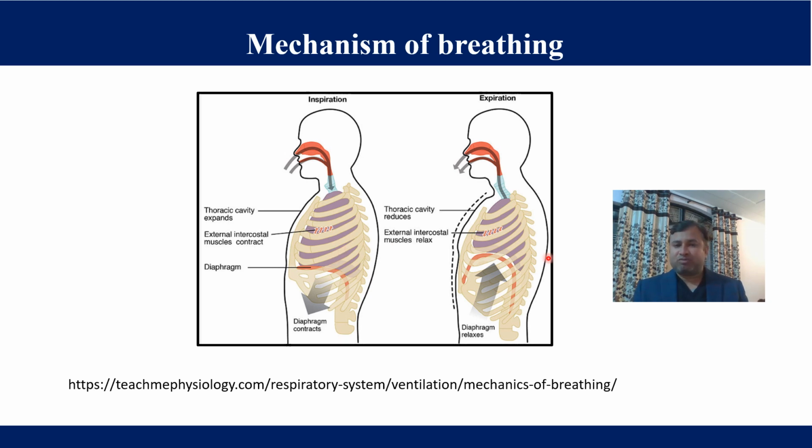While in the expiration process, there is relaxation of the diaphragm muscles. So the diaphragm is going in the upward direction, and the rib cage is coming in the opposite direction. So as a result, the volume will decrease. So pressure will increase inside the lungs. So the air will go outside. That is called exhalation.